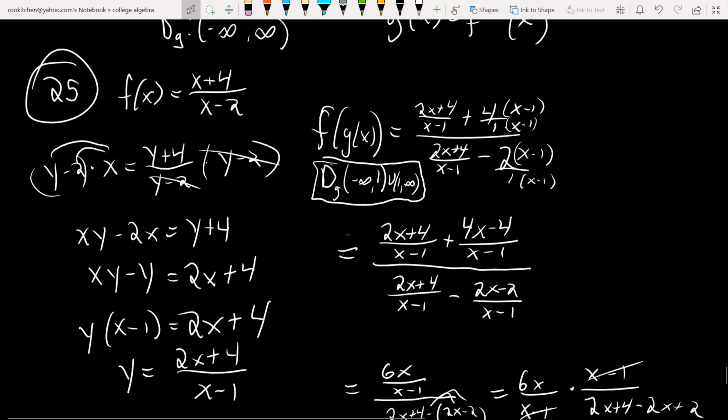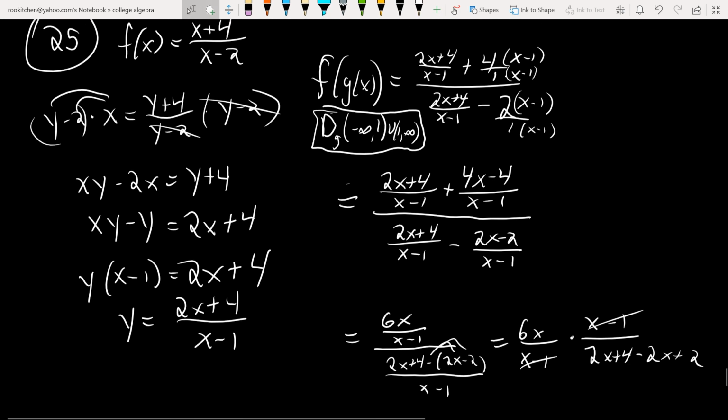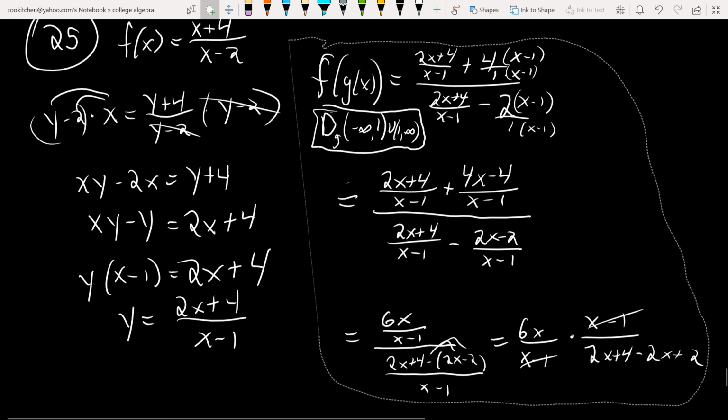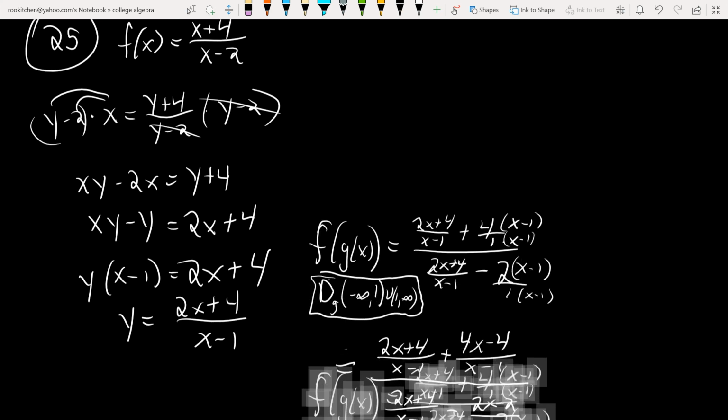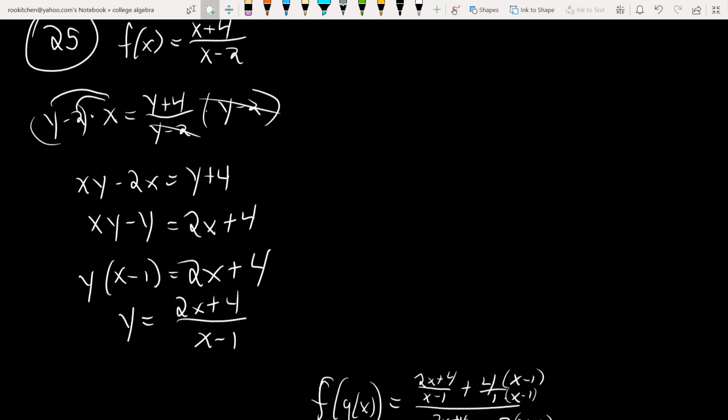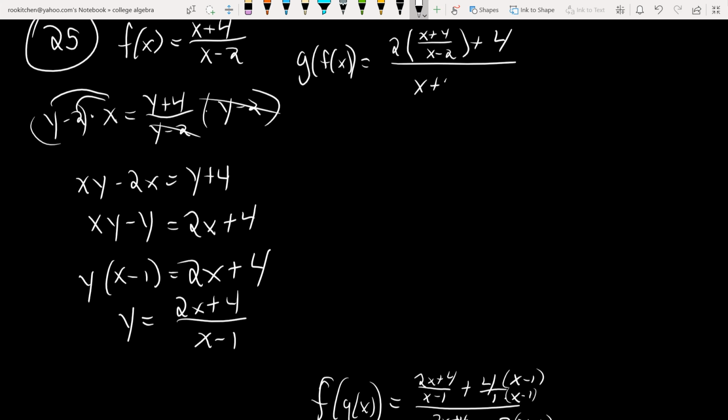All right, let's do the other one. Let me move all this junk out of the way. Get out of here. Okay, so now I need to get g of f of x. And I'll do this the other way of simplifying. So I have 2 times x plus 4 over x minus 2 plus 4, all over x plus 4 over x minus 2 minus 1.